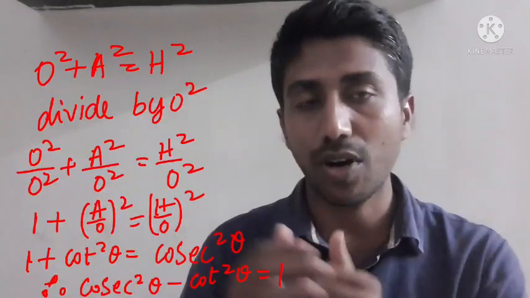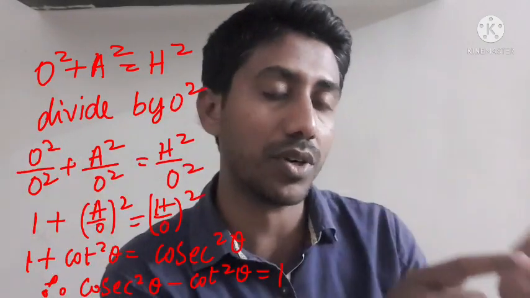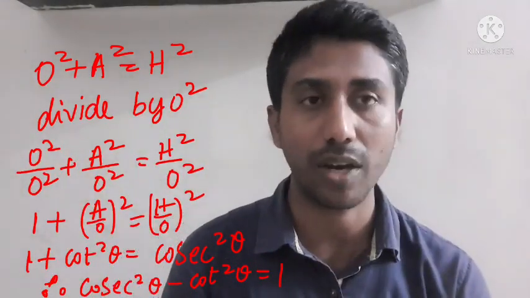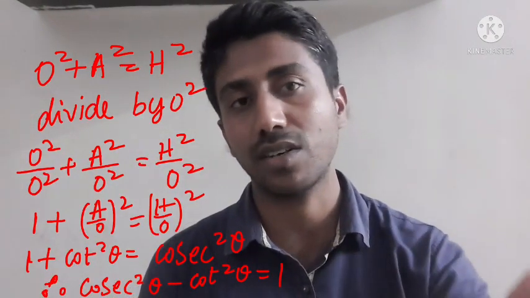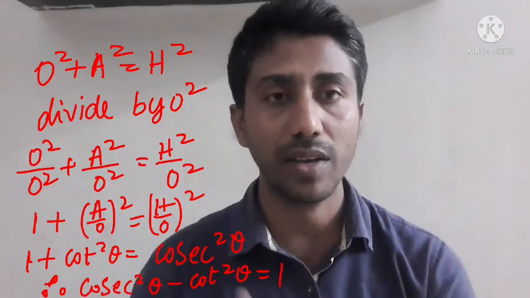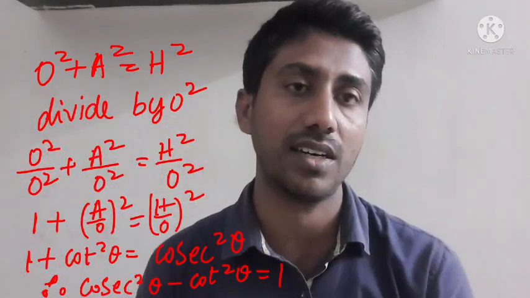Now similarly, if you divide opposite square plus adjacent square equals hypotenuse square by adjacent square, then you will get secant square theta minus tan square theta equals 1. Next, when the same formula, opposite square plus adjacent square equals hypotenuse square, is divided by opposite square, then you will get cosecant square theta minus cot square theta equals 1. By using that logic.